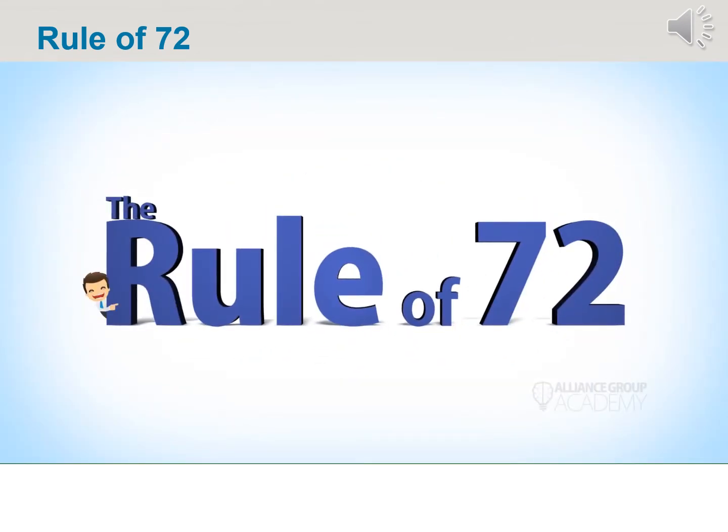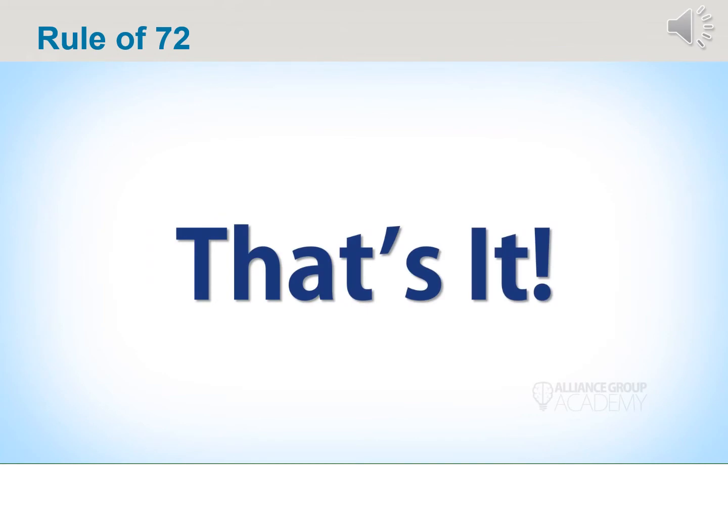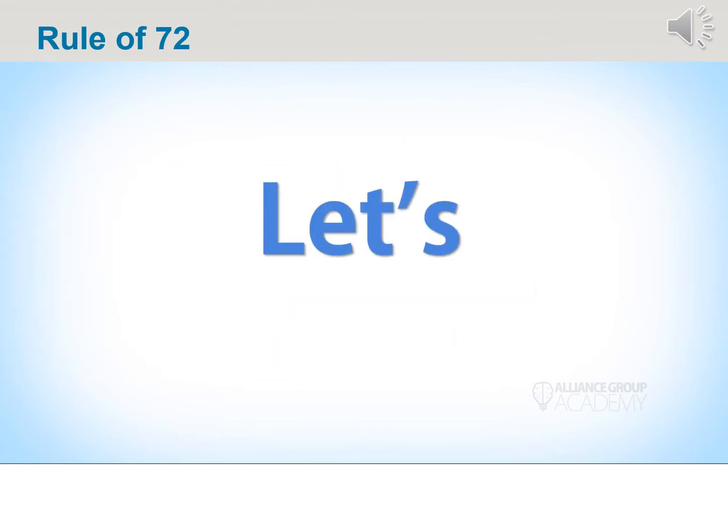How does it work? It's surprisingly simple. All you do is take the number 72 and divide it by your interest rate. That's it. It's that easy. The number you get equals the number of years it's going to take to double your money. So let's try it out.